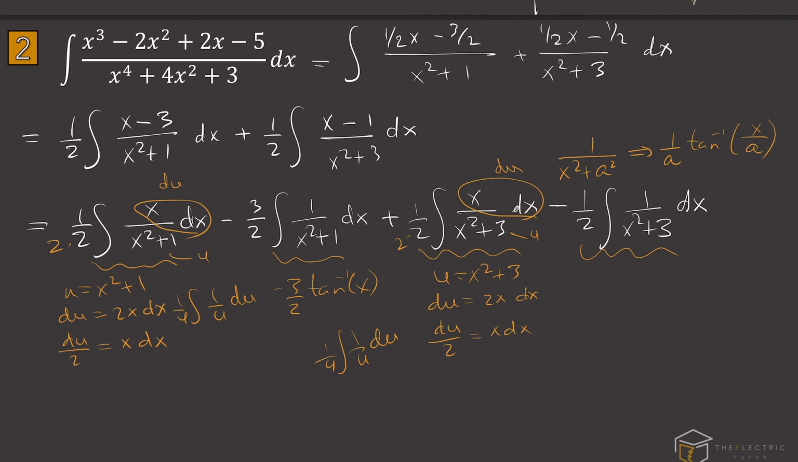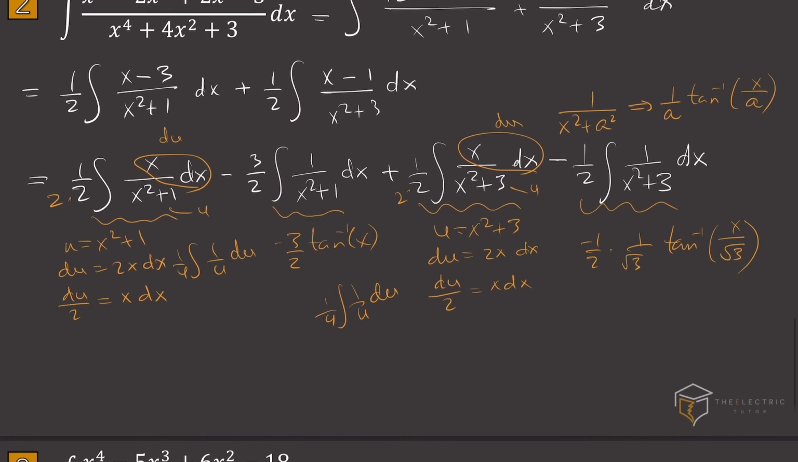Okay, so taking that as a reference, I have a minus half, and I have to multiply that by 1 over a, which is going to be 1 over root 3. And now inverse tangent of x over, again, root 3. And I'm basically done. I just have to solve integrals 1 and 3, and I'll be good to go.